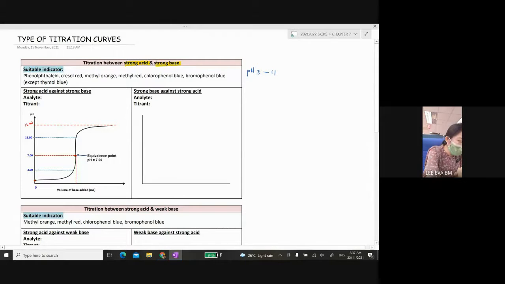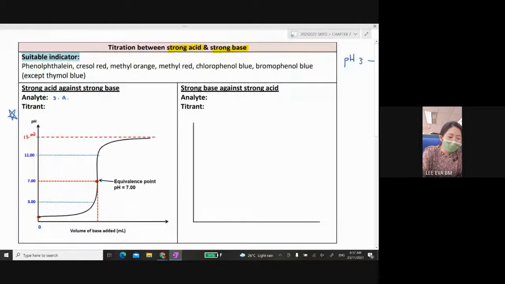So this is what we just now used. This is the curve we just drew: strong acid against strong base, analyte against titrant. In this case, analyte is your strong acid. Use the short form SA to indicate strong acid. Then the titrant is your strong base, SB. You will see the initial pH is very low. A low pH indicates the strong acid. Then at the equivalence point, pH equals 7 for a neutral salt. And then indicate what your volume is.